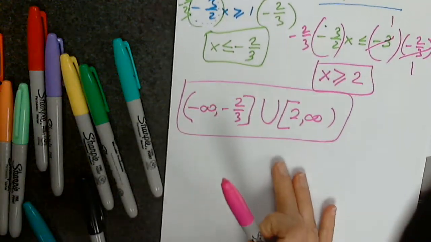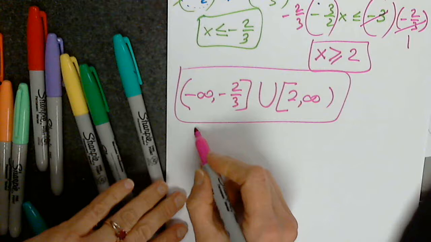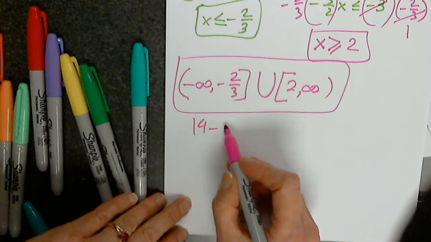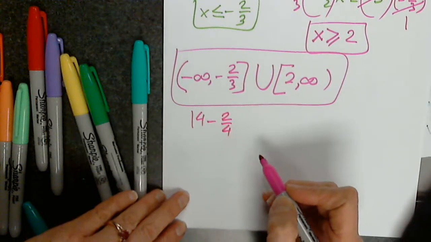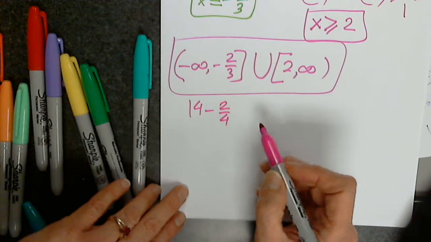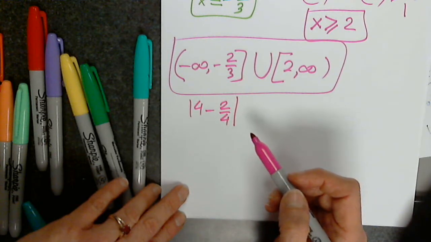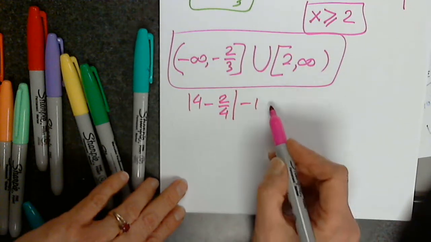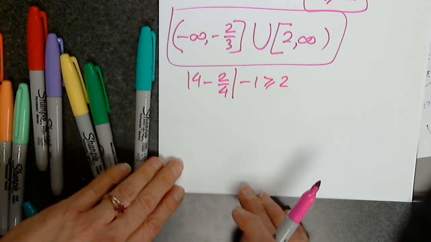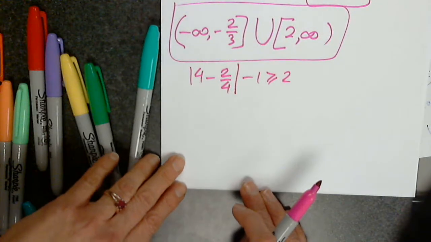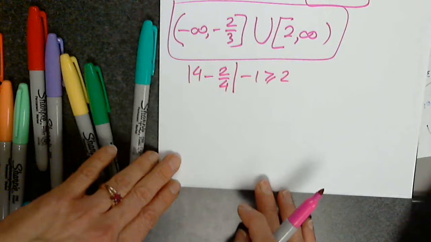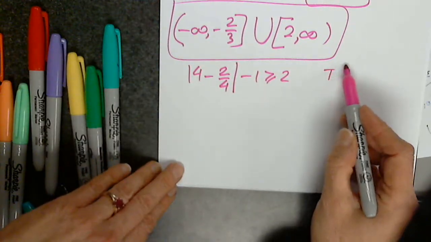Absolute value of 4 minus 2/4, and then, so that's absolute value of that minus 1 greater than 2. I don't have anything to solve. There are no variables. I can't solve this. I can only tell you if it's true or false.